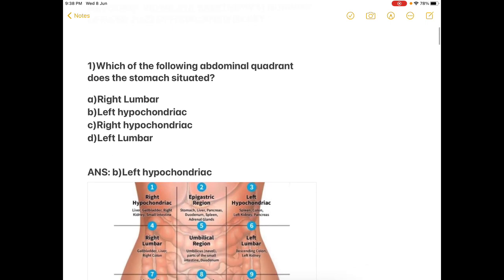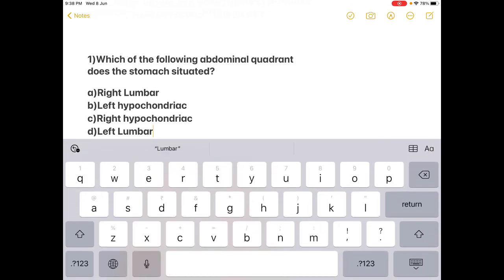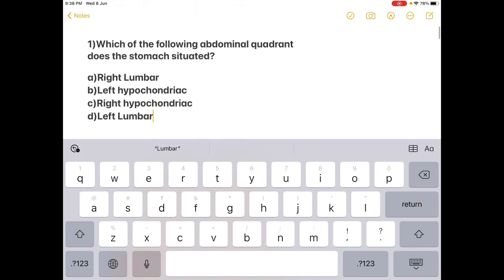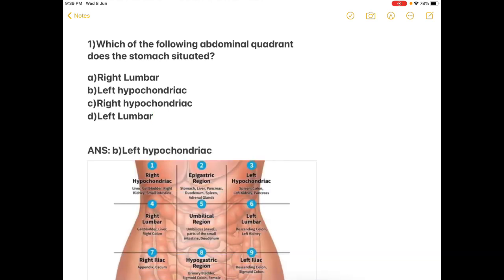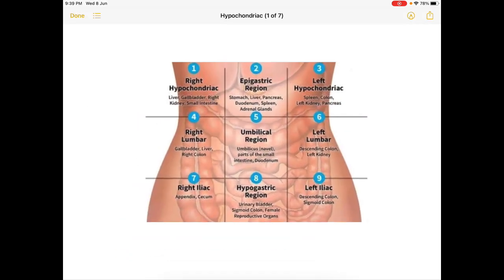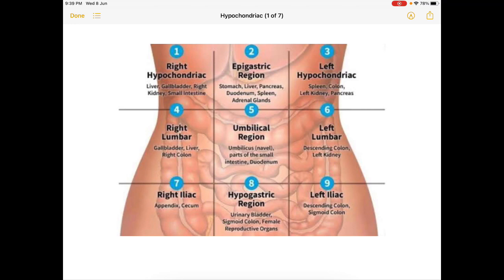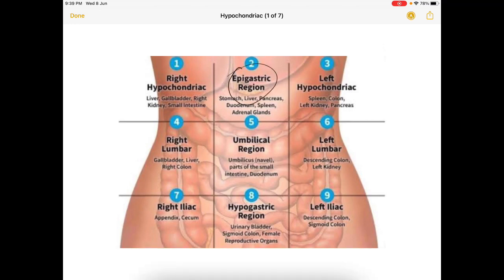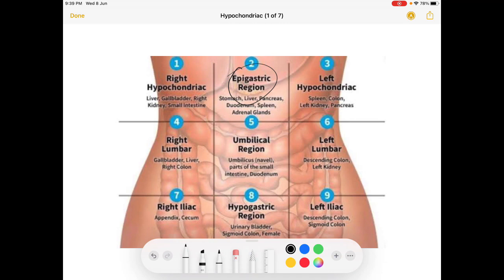The first question is, which of the following abdominal quadrants is the stomach situated in? Right lumbar, left hypochondriac, right hypochondriac, left lumbar. You must have already guessed the answer. It is left hypochondriac region. Actually, as per the nine quadrants, the exact location of the stomach is in the epigastric, but there is no epigastric option given, so the nearby location is left hypochondriac. As we all know, the stomach is located on the left side of the abdomen.